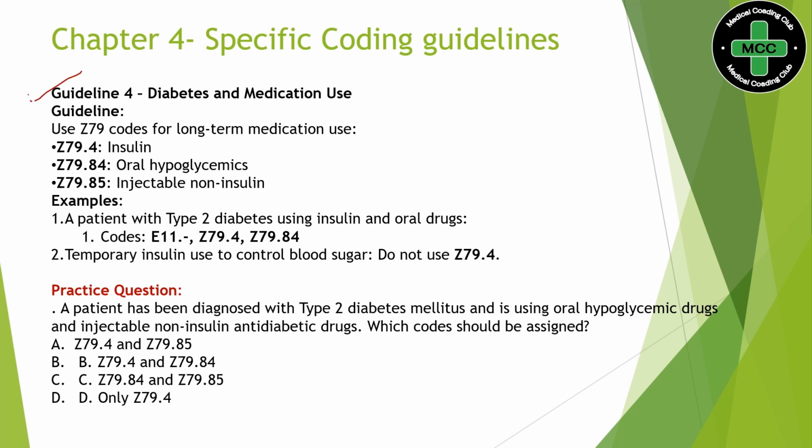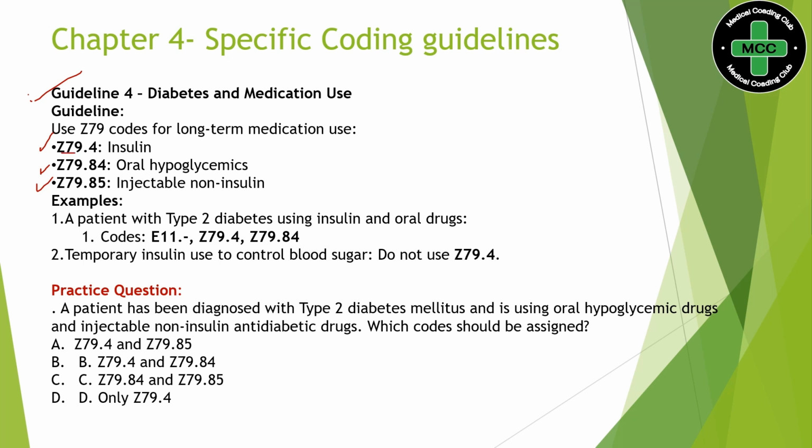Next guideline is regarding diabetes and medication use. When you are coding an ICD code for diabetes, in the instructional note you can see "use additional code" for insulin, oral hypoglycemics, and injectable non-insulin. Whatever medication is specified in the documentation, you have to use that additionally with the diabetes code. If they say the patient is using insulin, you will add Z79.4.